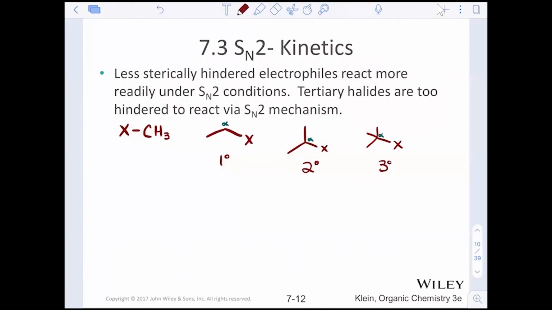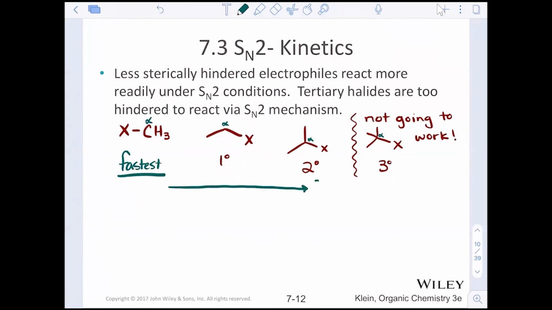Now, what we don't observe is the tertiary. Not going to work. Why? Think about that. What happens as we increase the substitution around that alpha carbon? Methyls are the fastest. And as we go over here, we get slower. As we increase substitution, we increase steric hindrance around that alpha carbon. And the more steric hindrance, the higher the activation energy, and therefore the slower the reaction.